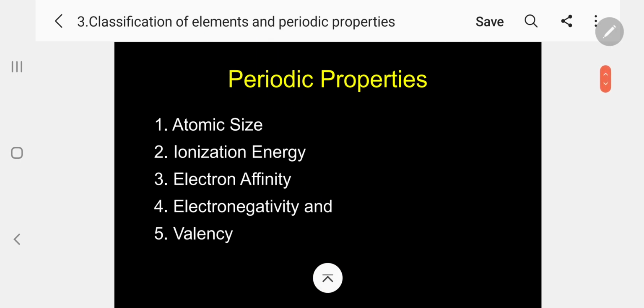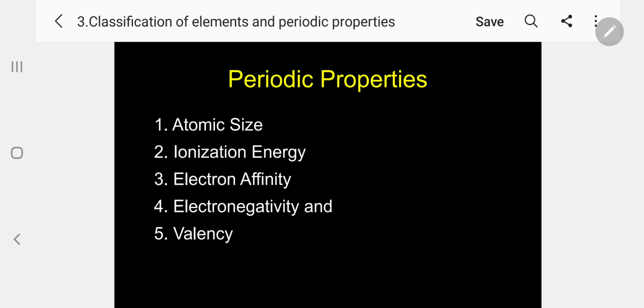Coming to the periodic properties. What is a periodic property? Any property which varies across the group or across the period, when you move, is a periodic property. It either increases or decreases. Kindly follow.